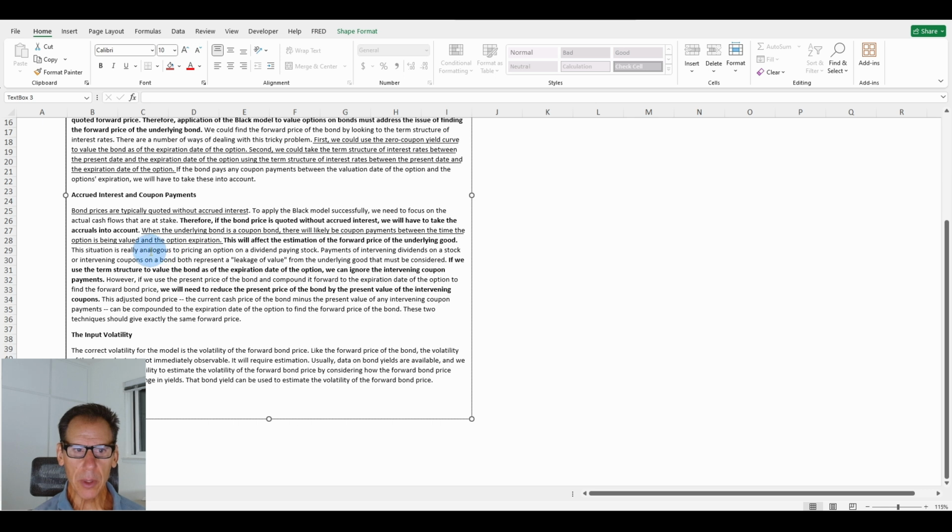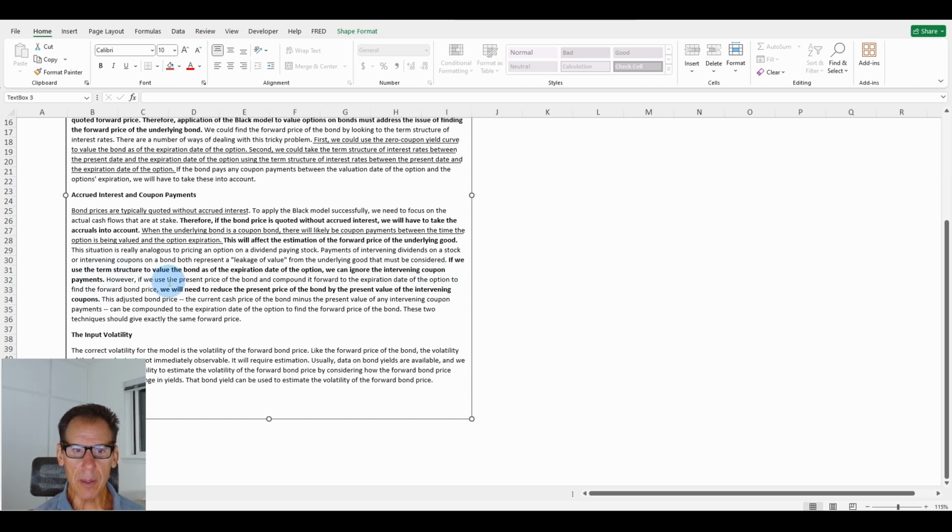The situation is really analogous to pricing an option on a dividend-paying stock. Payments of intervening dividends on a stock or intervening coupons on a bond both represent a leakage of value from the underlying good that must be considered. If we use the term structure to value the bond as of the expiration date of the option, we can ignore the intervening coupon payments.